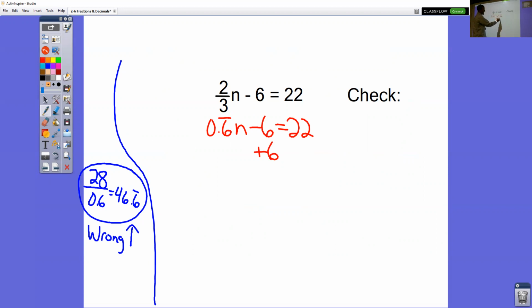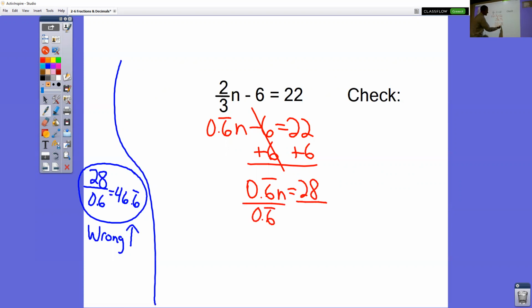So we need to get rid of the -6 by doing +6 and +6. These sixes cancel out or zero out. So we have 0.666666n equals 28. Now we're going to divide by 0.6 repeating, divide by 0.6 repeating. Here's where you need to be very, very careful. You need to be very careful when you type this into the calculator.